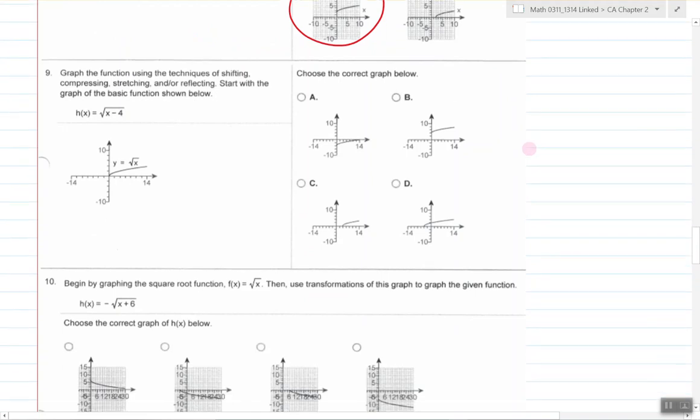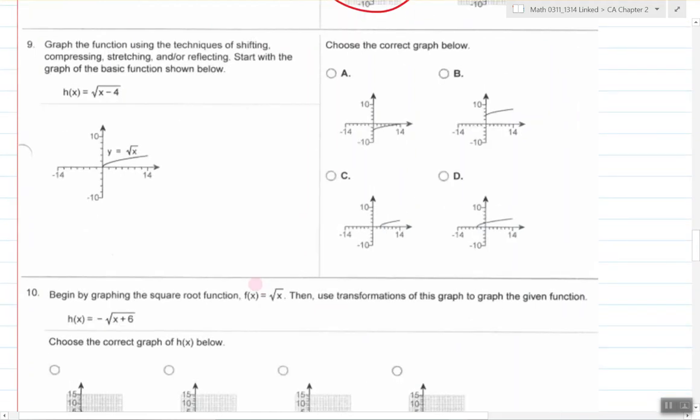Number 9. It is still a square root function, so it is still the branch, and they've drawn this original picture. When they put -4 on the inside, it's going to shift right 4. You have to remember that when they put it on the inside, it's going to go the opposite direction of what that sign usually says. So that's going to be choice C.